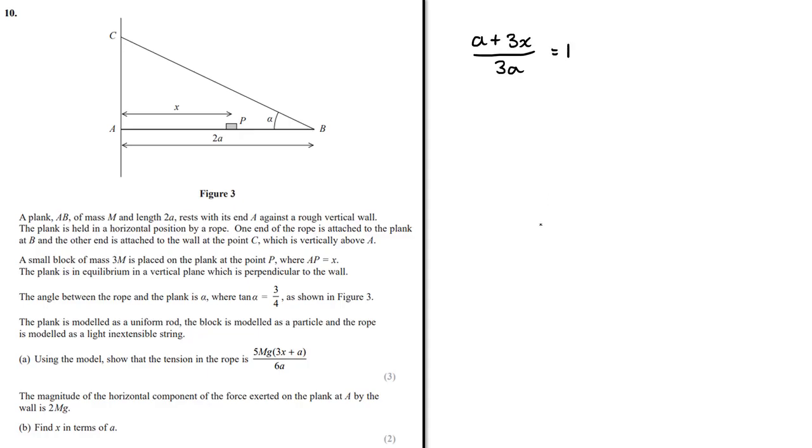is equal to 1. Now we want x in terms of a, so that means we're making x the subject. So I'm going to multiply by 3a, so I get a plus 3x is equal to 3a. Again, making x the subject, subtract a off both sides. So 3x is equal to 2a, and therefore x is equal to 2a divided by 3. So 2a over 3, and there we have it. That's x in terms of a, and that gets us the final 2 marks there.